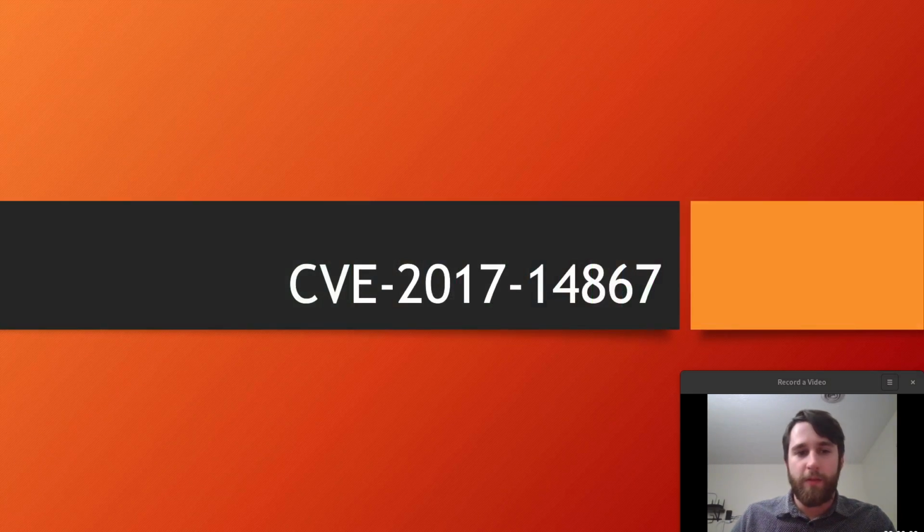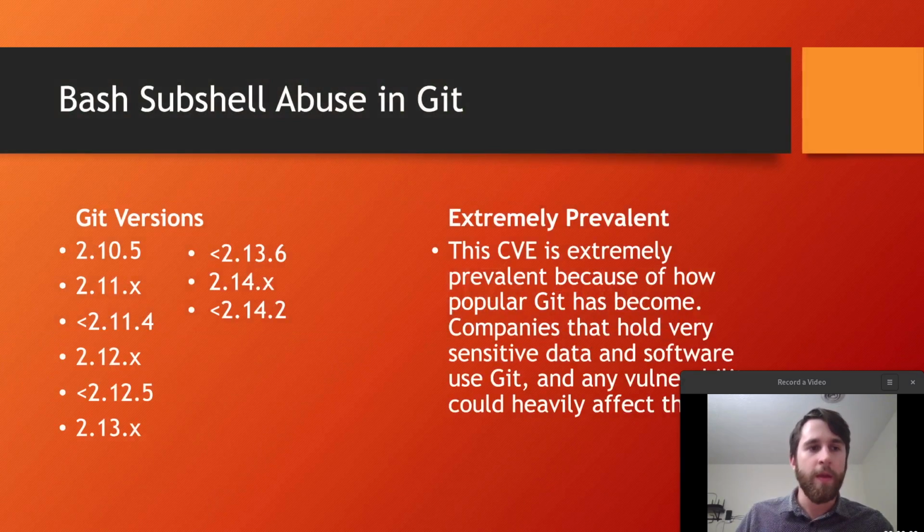All right, the first common vulnerability and exposure that I covered was based in 2017. It was number 14,867. It covered bash, subshell abuse, and Git. So this was a fairly simple CVE to cover. It wasn't that complex, although why it stood out to me was the fact that it utilized Git.